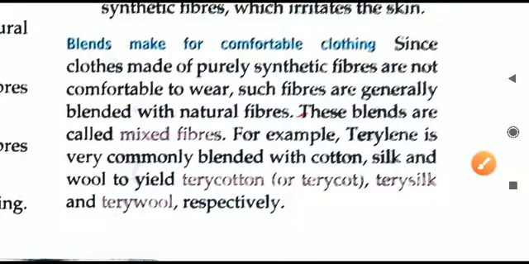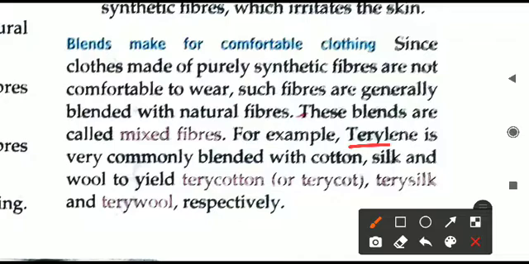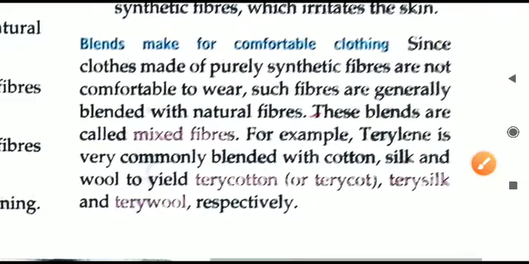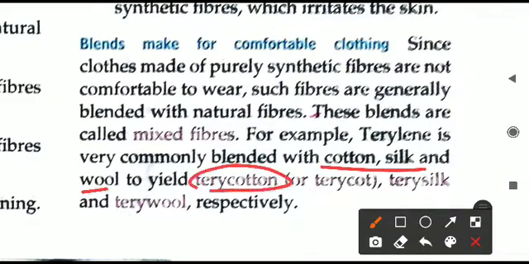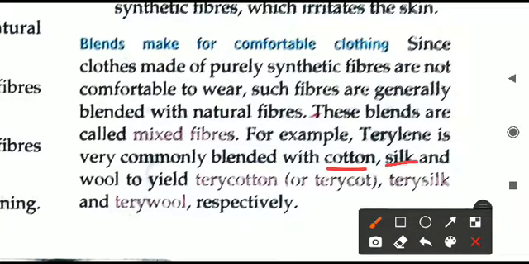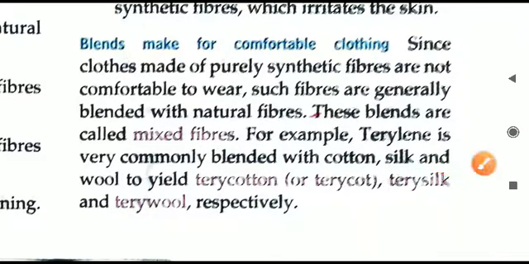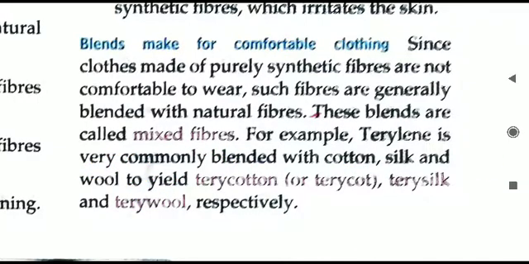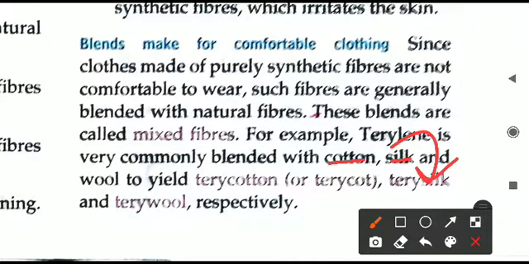For example, terylene. Terylene is a mixed fiber. In this, what is mixed actually? Cotton is there, silk is there, and different other fibers. If cotton, silk and wool are mixed with each other, then we call it terrycotton. If it is cotton and silk only, then it is terry silk. Cotton and wool gives terry wool. Cotton and silk will give terry silk.